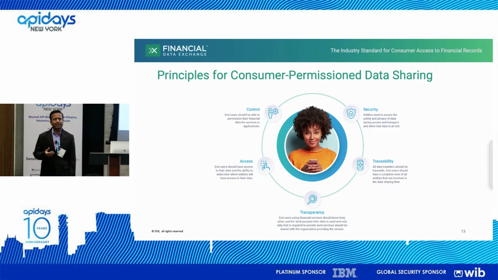We then invested time in establishing 5 core principles based on which the standards are created: control, access, transparency, traceability, and security, or CATS for short. Control implies the end user should be able to permission their financial data in the financial app of their choice. They are in control. Access means end users should have access to their financial data, and also to be able to determine which entities can access data on their behalf.